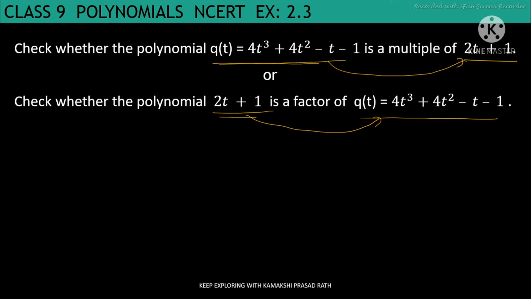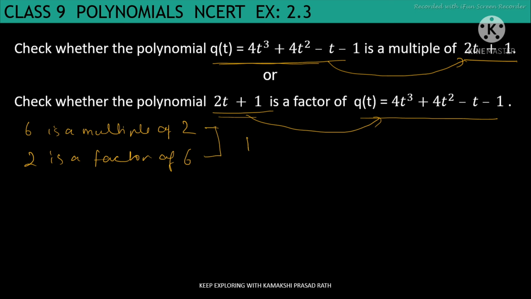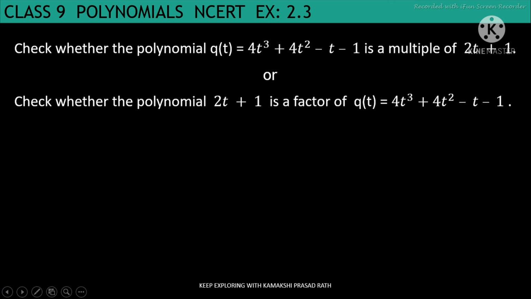And we know, for example, I say 6 is a multiple of 2, or we can say 2 is a factor of 6. Both are the same thing. The only thing you have to do to prove this statement is to get the remainder 0 whenever we divide 6 by 2. If the remainder comes 0, then only we can say these two statements. The same thing we will use here. So you have to just find the remainder.